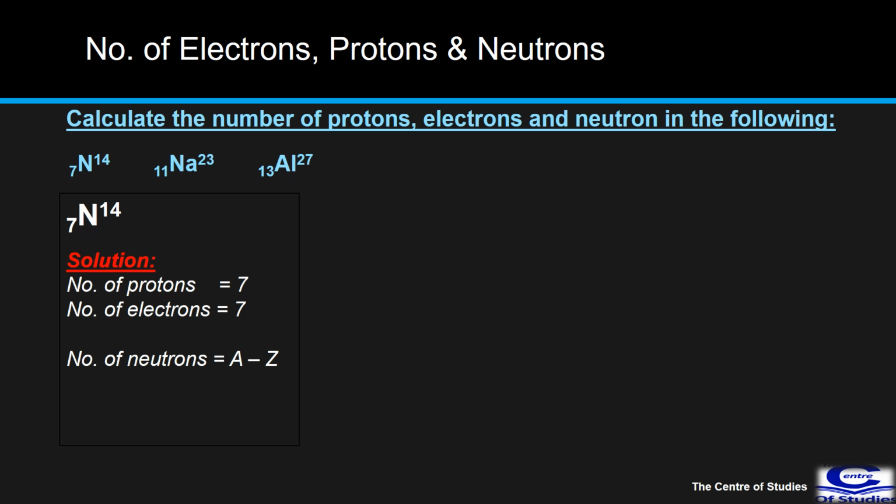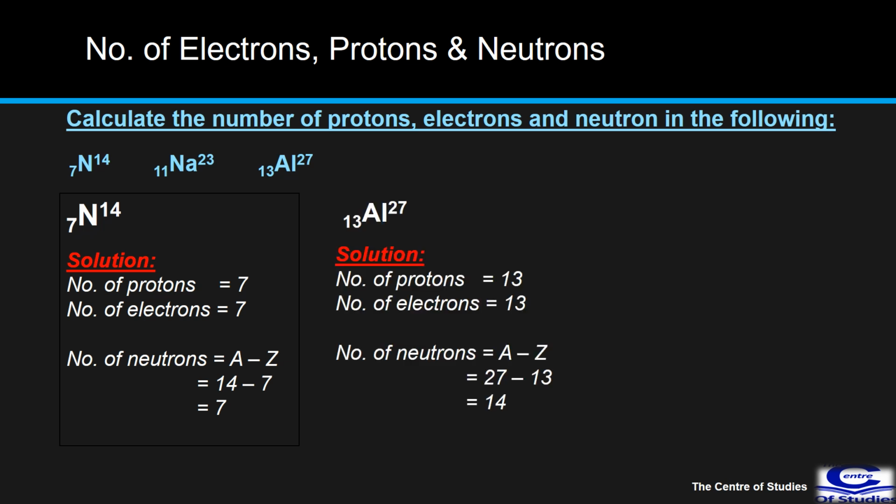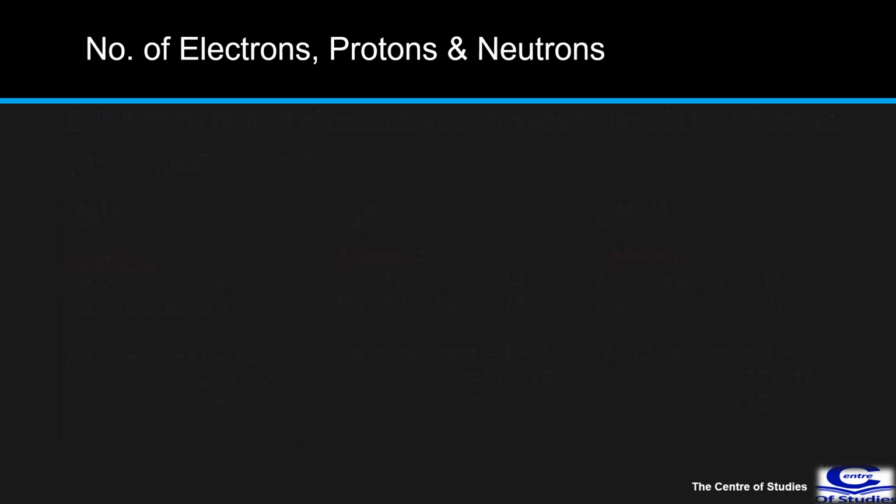So by subtracting 7 from 14, we get the number of neutrons, that is 7. And the same procedure will be done to find the number of electrons, protons and neutrons in aluminium and sodium as well. Now let's look into another example.